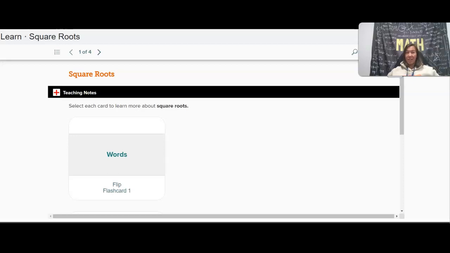And today we're going to look at and talk about square roots. Now, square roots are not roots of a tree that are square. Believe it or not, they actually are something to do with math.